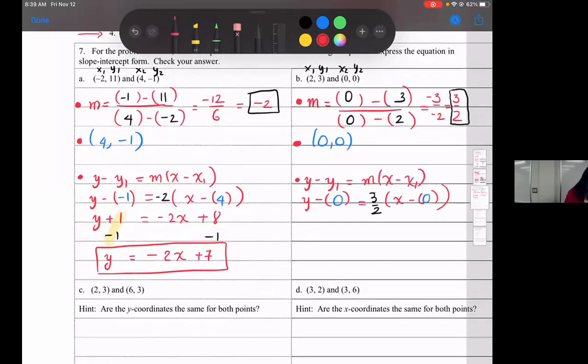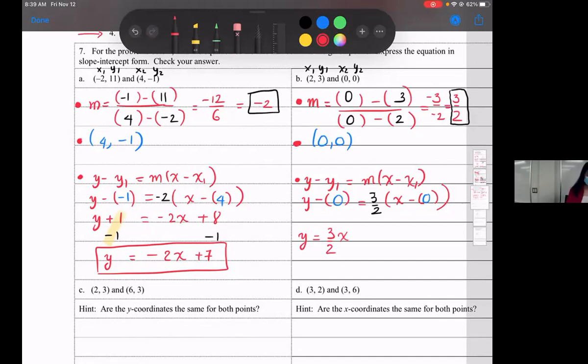On the left-hand side, just y minus 0, still y. On the right-hand side, x minus 0, so it's just x, right? So it's 3/2 x. Did you have the same answer as I do, even if you pick 3, 2? Yeah, it doesn't matter what you pick, right?